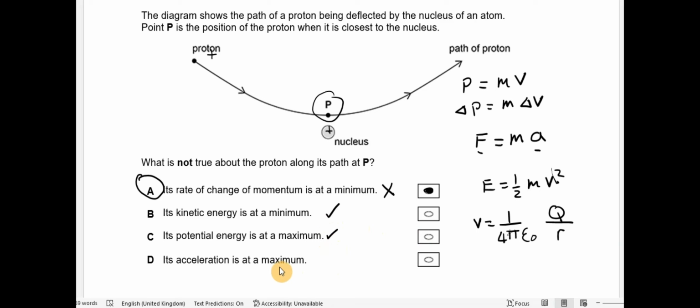Its acceleration is at a maximum. Yeah, we've already established that its acceleration is proportional to the force, and the force is at its greatest when the proton and the nucleus are closest to each other. So that one's also true. Obviously, A is not true.